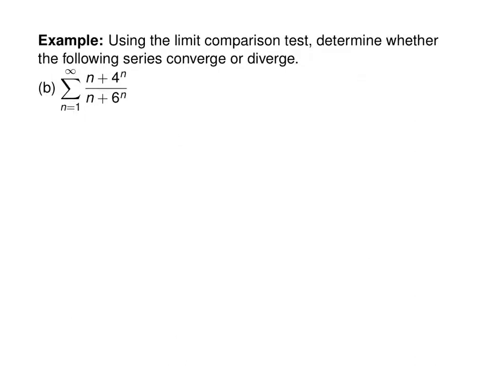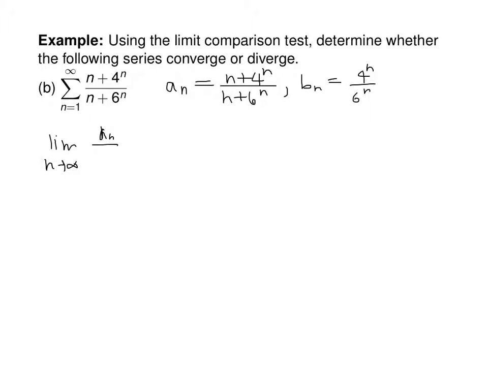And let's try the same thing here with n plus 4 to the n over n plus 6 to the n. If I ignore those n's, this is an awful lot like 4 over 6 to the n. So I'm going to have an equal n plus 4 to the n over n plus 6 to the n, and bn equal 4 to the n over 6 to the n. And we'll find the limit as n goes to infinity of an over bn.